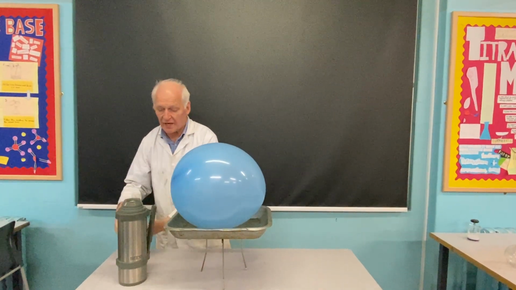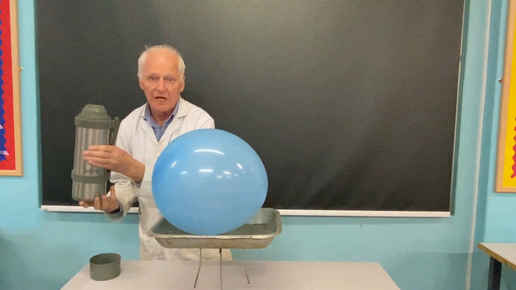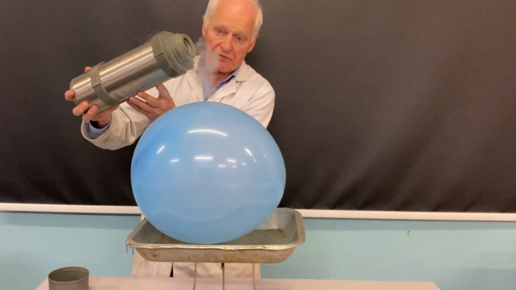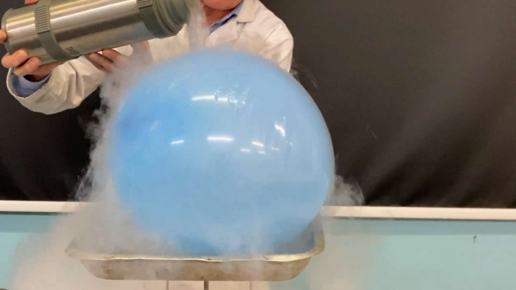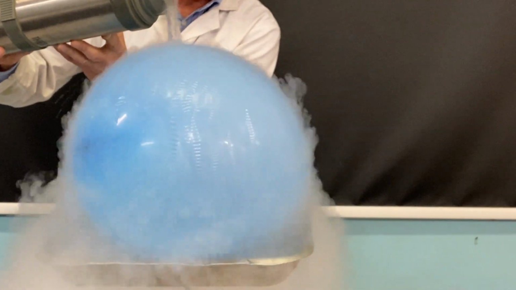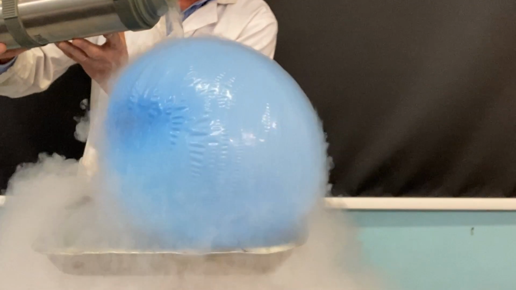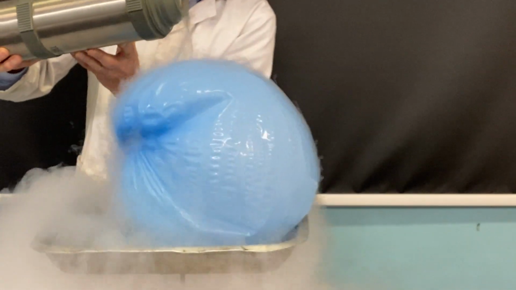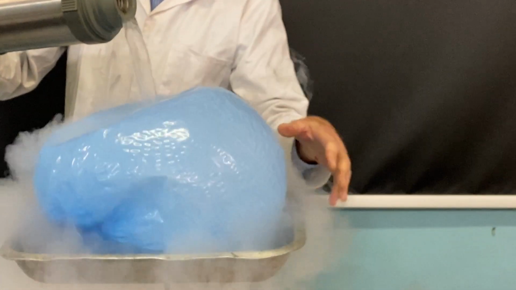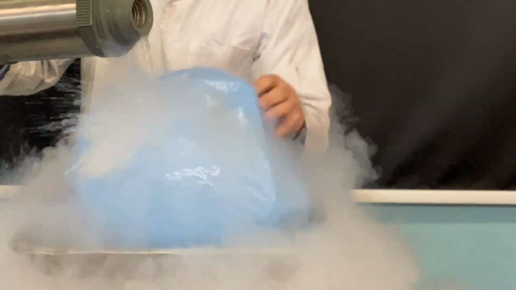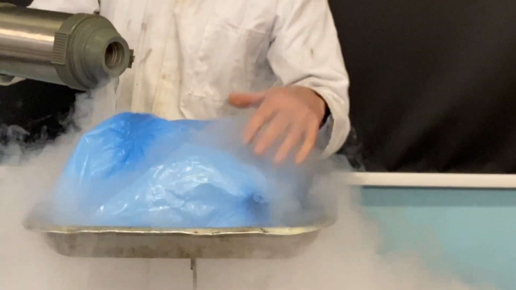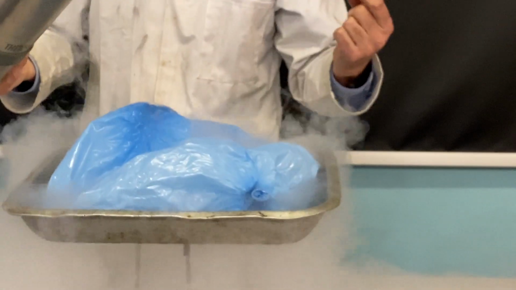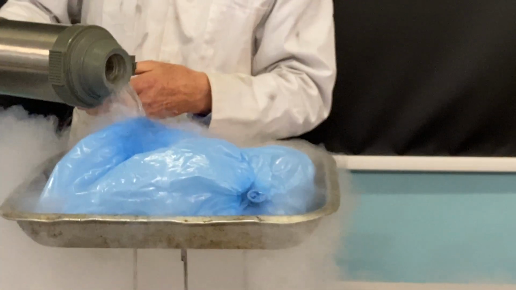Watch carefully as I cool this balloon down by pouring liquid nitrogen over it. So we're now cooling down, the opposite of what I did in the first experiment. We're cooling the balloon down to a temperature of minus 196 degrees centigrade, which is the temperature of liquid nitrogen. And then you see the balloon has collapsed. A colossal change of volume once again.